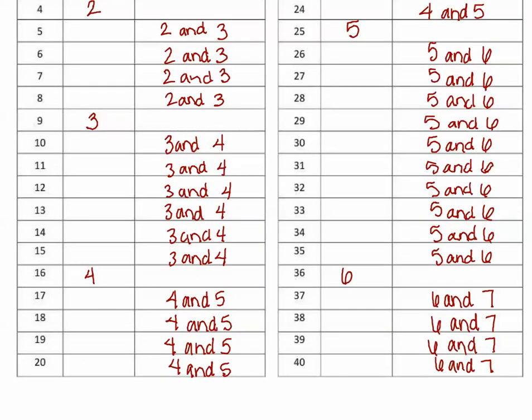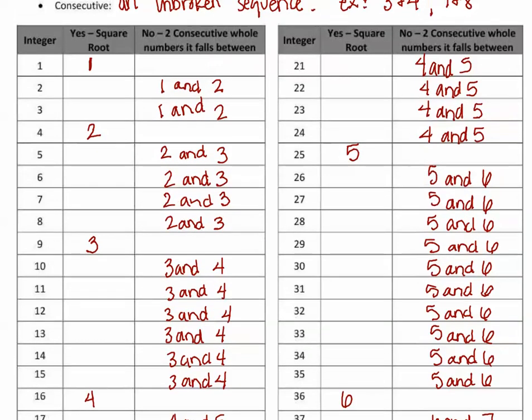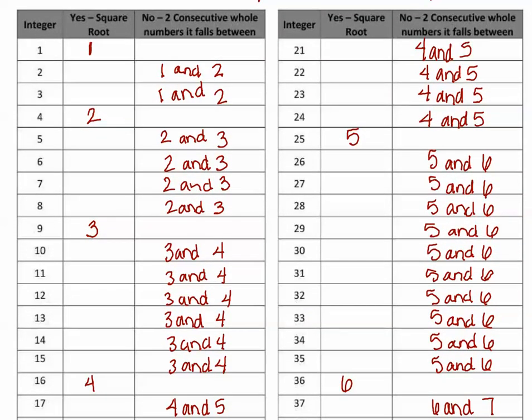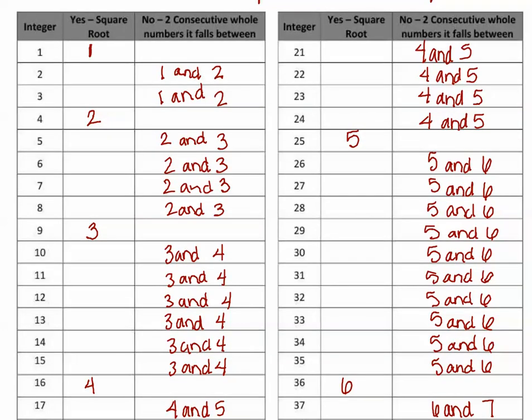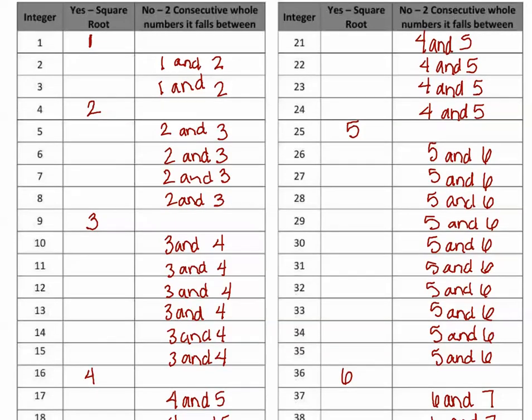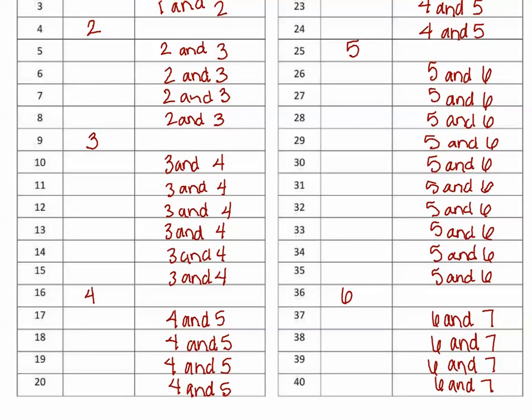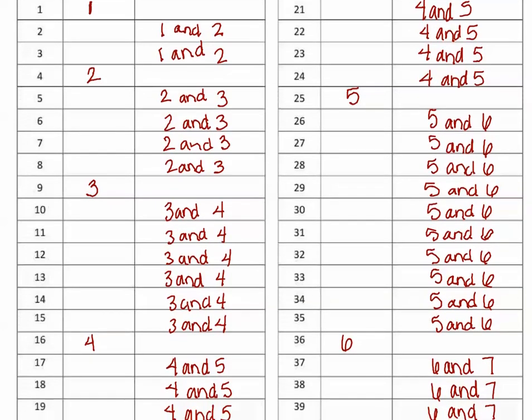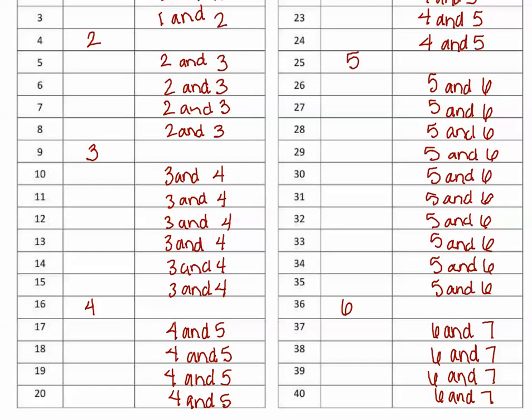Check your answers to see if you got the square roots correct, and then all the 2 consecutive numbers that they fall between correct. Your perfect squares should have been 1, 4, 9, 16, 25, and 36. Ask your teacher if you have any questions.